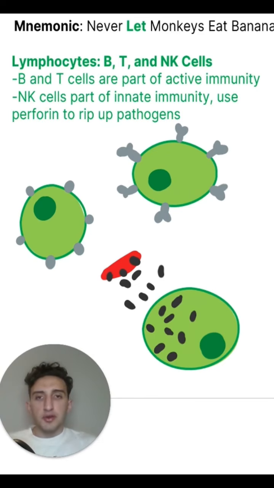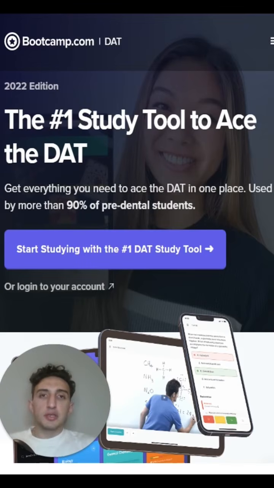Natural killer cells, on the other hand, are part of innate immunity. These cells are going to use perforin to rip up the pathogens and fight off the infection. So that was just some of the immune cells that you need to know.